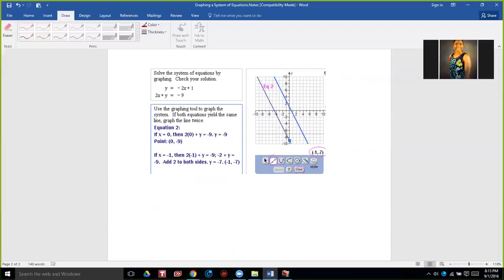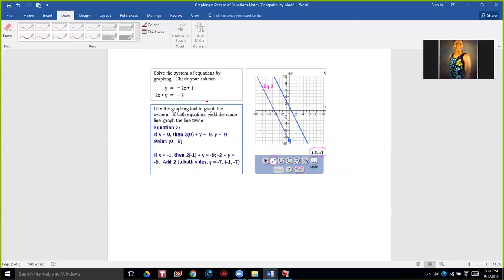So for the second one, I'll let x equal 0. If x is 0, then you have 2 times 0 plus y equals negative 9. When you solve that, y is equal to negative 9. So we have the point (0, negative 9). If x is equal to negative 1, plug it in to solve for y. So we have 2 times negative 1 plus y equals negative 9. 2 times negative 1 is negative 2, plus y equals negative 9. When you add 2 to both sides, y is equal to negative 7. So we have the point (negative 1, negative 7).